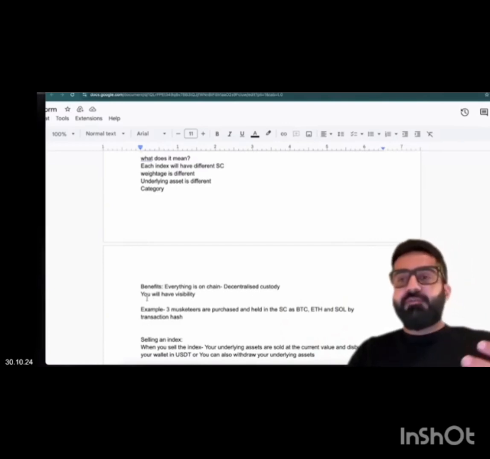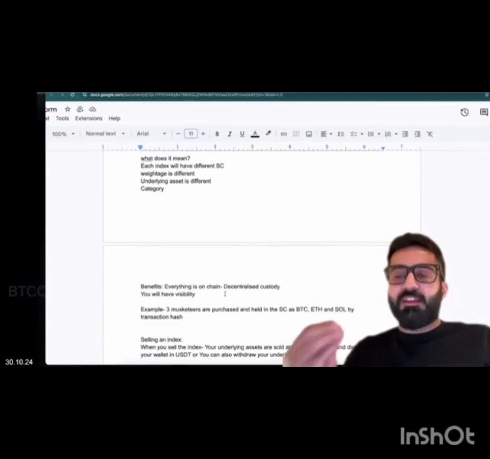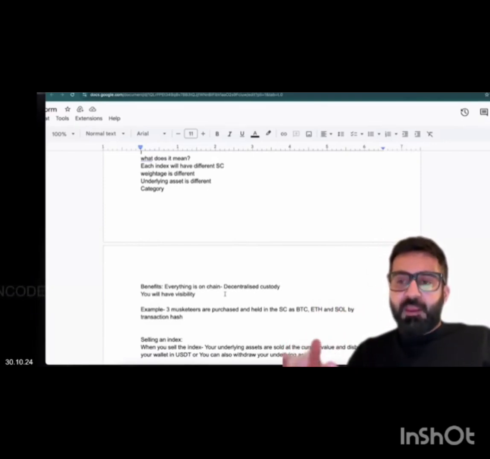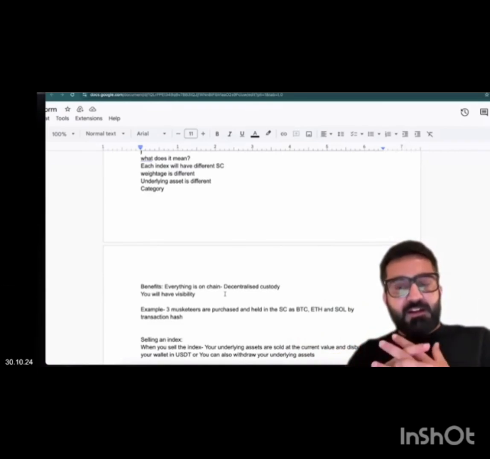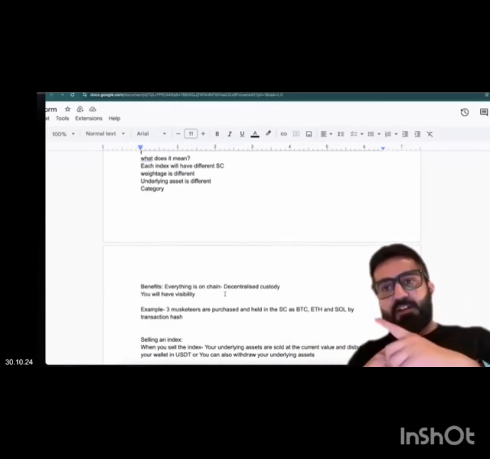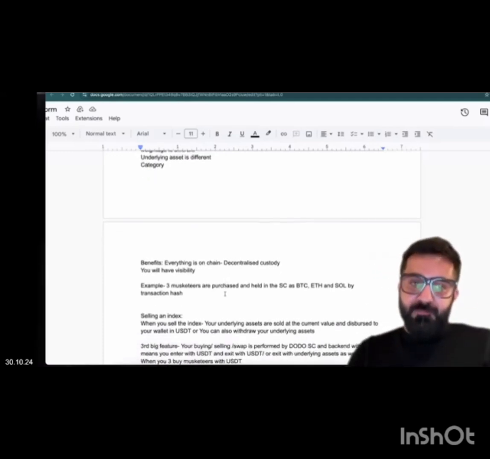So you have the whole visibility also. When you buy a particular index, let's say you buy Three Musketeers, you will hold Bitcoin, Ethereum, and Solana in the smart contract on your command, and you will also get a transaction hash which will mention Bitcoin, Ethereum, and Solana being bought on your behalf. So this is the benefit.